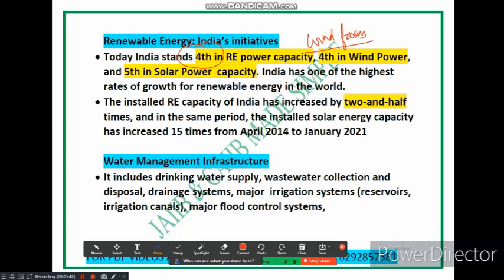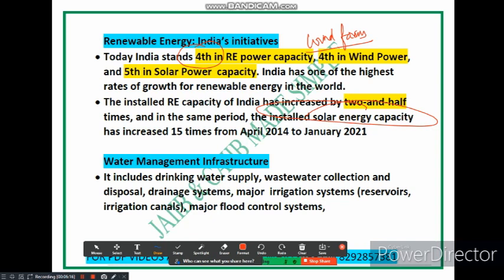Now the next part is that India has been making significant effort to increase its renewable energy capacity. The installed capacity refers to the total amount of energy that can be produced by renewable energy sources. You see this term, installed capacity. What is the meaning of installed capacity? Basically, it means the total amount of energy that can be produced by renewable energy sources. So, how much energy can a renewable energy source produce? This refers to the installed capacity.